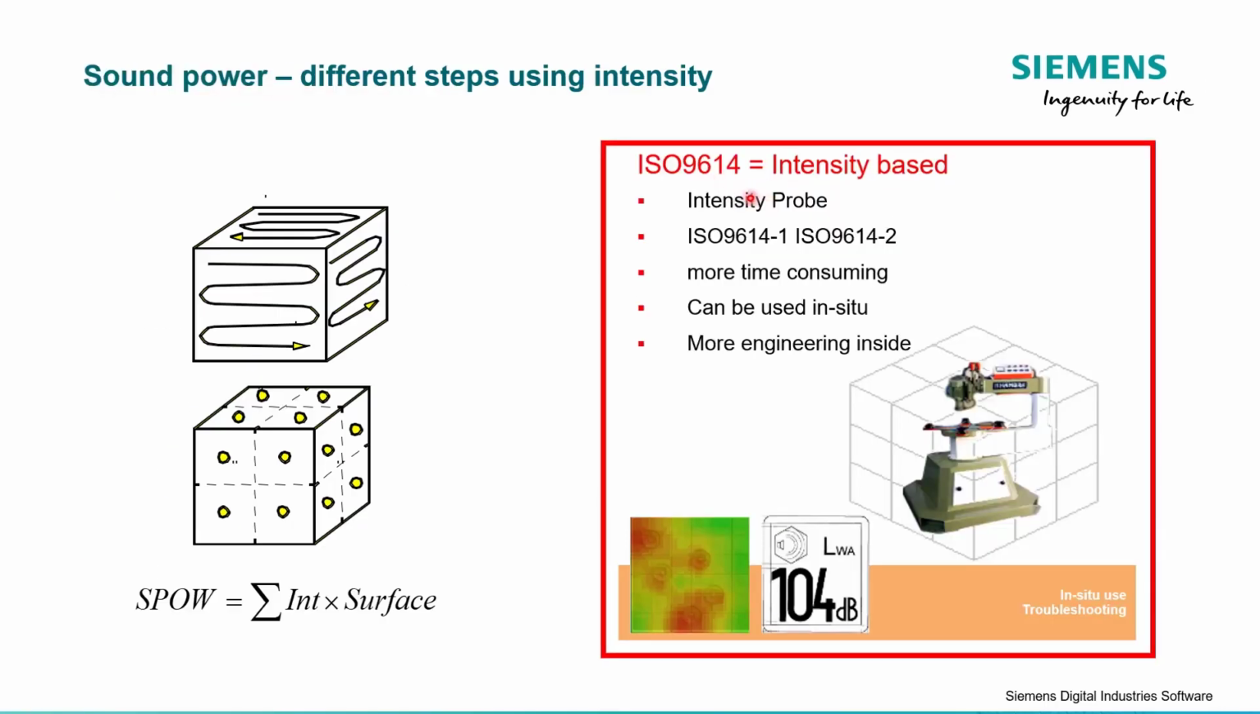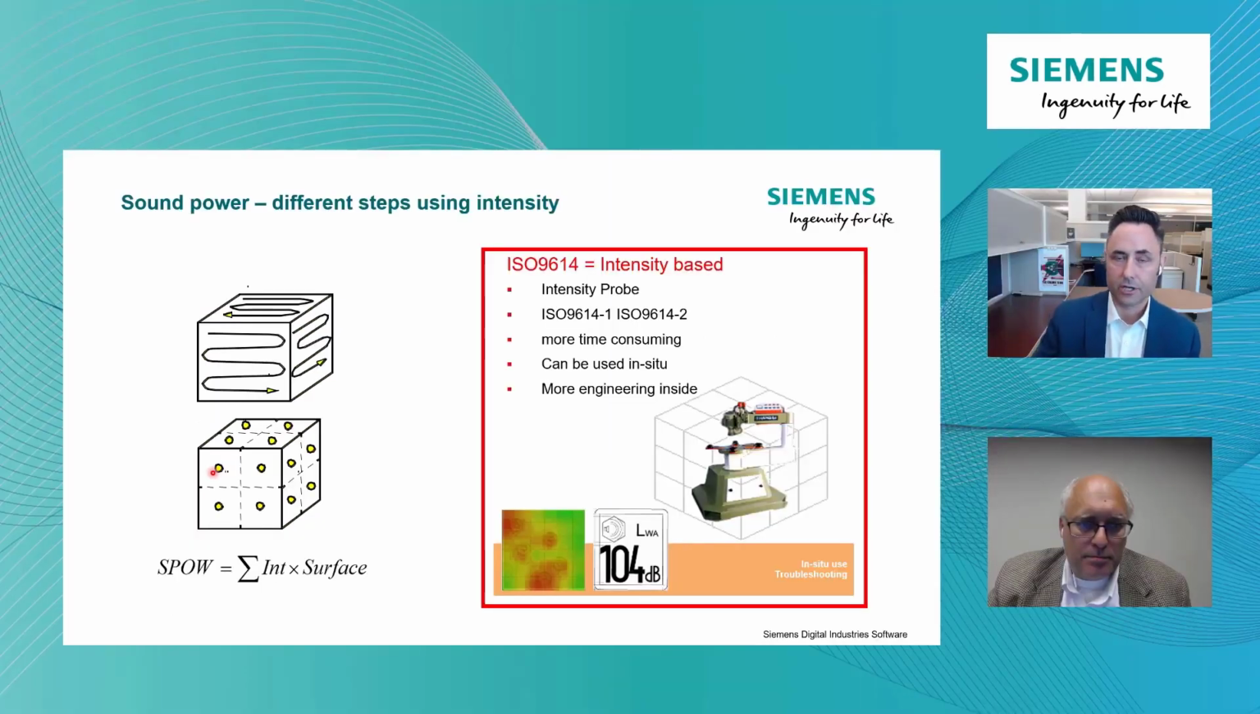ISO 9614 allows us to do either of two methods. One is what they call the scanning method, where we take a measurement, we just sort of move the probe around our object. Another is called the point-by-point method. Ultimately, both of those are going to give us the same sound power number. We're really just taking the amount of intensity measured over a surface area of our object, and we multiply our watts per meter squared, the unit of intensity, by the surface area, meters squared. Watts per meter squared times meter squared, we get watts of sound power.